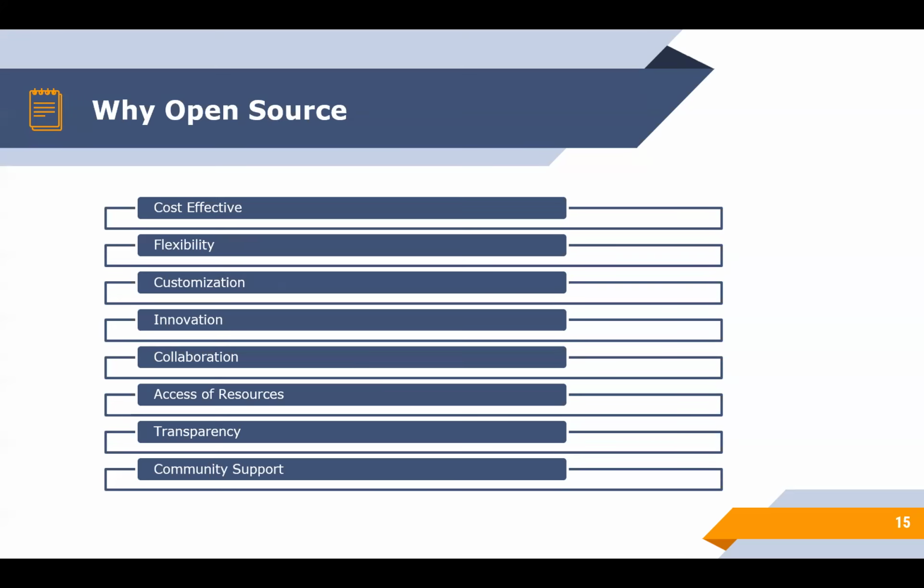Now after that, why is open source very important? First, it is cost effective, which I already explained. After that, we have flexibility. Flexibility means when you are working with licensed software, you have to work inside their circle only. Whatever facilities they have given, you can use only those facilities.